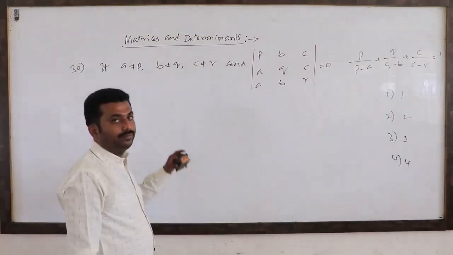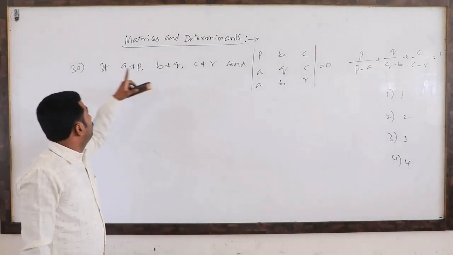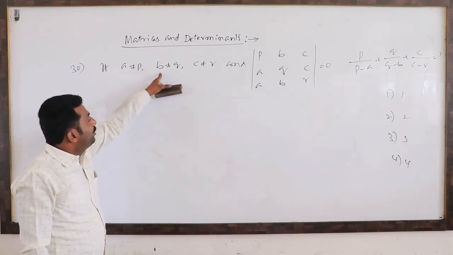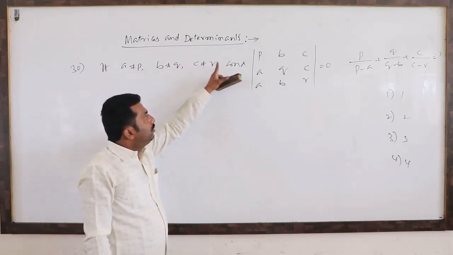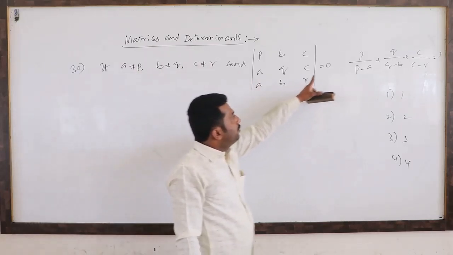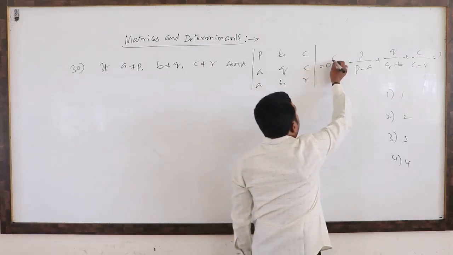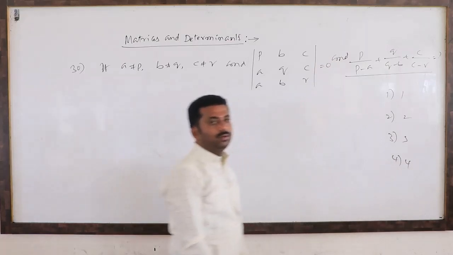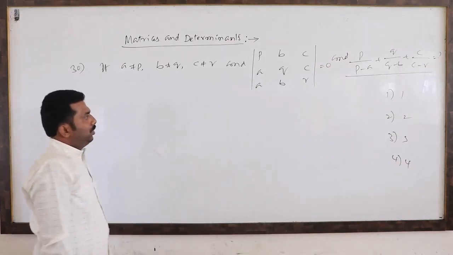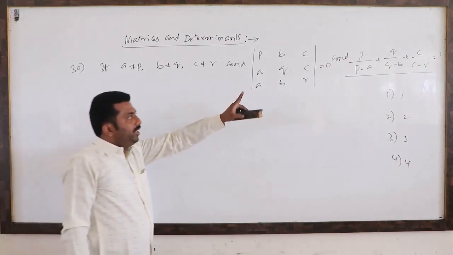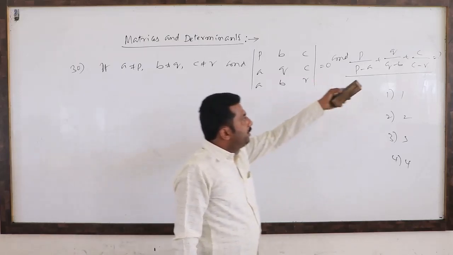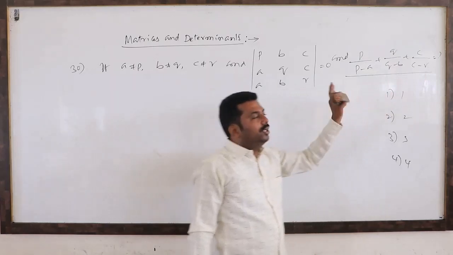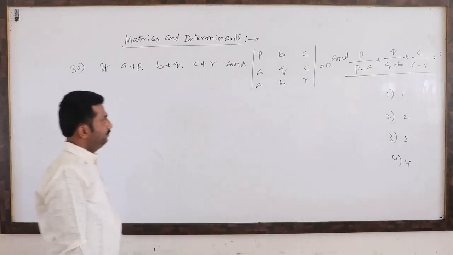So this is the next question, number 30. A is not equal to P, B is not equal to Q, C is not equal to R. Then the value of this determinant is 0. And what is the value of this expression? They are asking the question. So what we required? P by P minus A, Q by Q minus B, C by C minus R, means P minus A, Q minus B, C minus R. These types of terms are required.